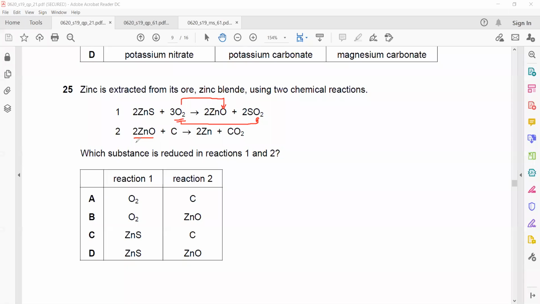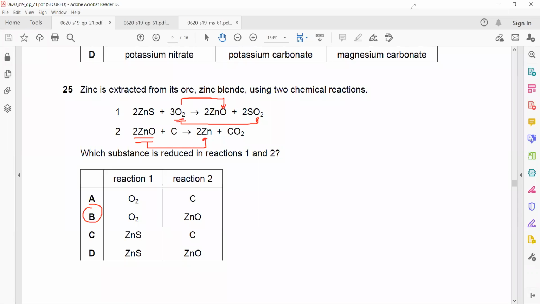Same thing, zinc oxide becomes zinc. That is also a removal of oxygen, and removal of oxygen is also known as reduction. So for zinc oxide, reduction happened. So you can use both ways to answer this question. You can use the charge, or you can identify in terms of oxygen.